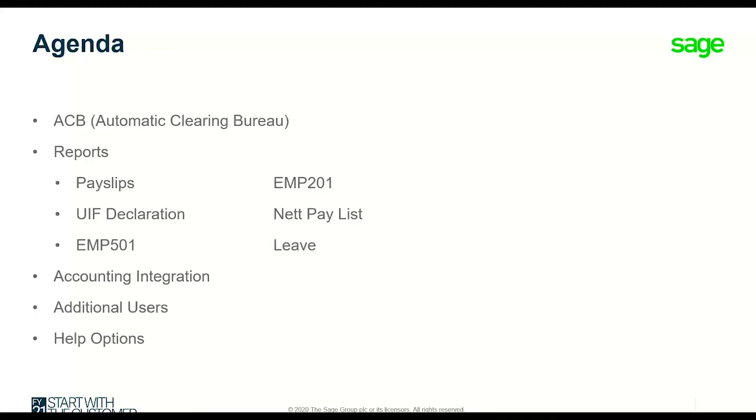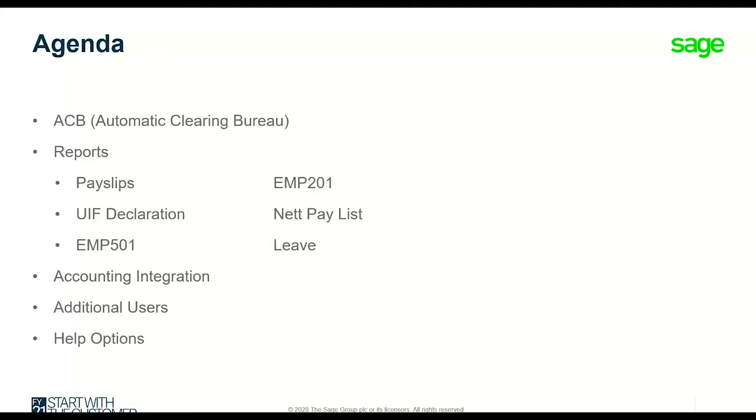Additional users: if you've got multiple users working in your organization, you can segregate your permissions so that different employees can log in to assist with your day-to-day activities of running payroll. Additional users is specifically not for giving employees access to it. That is something else, in fact. And then the help options that are available to you.